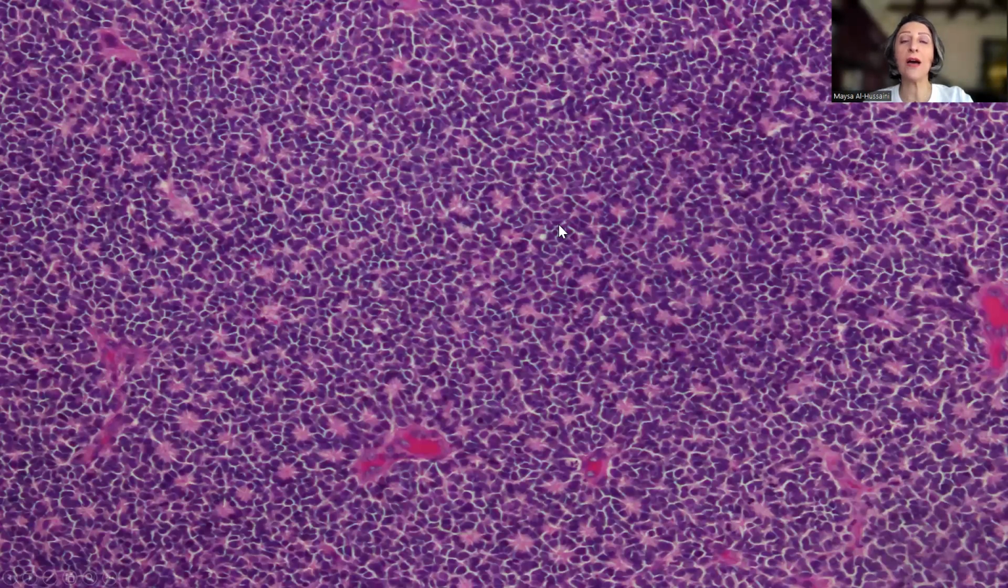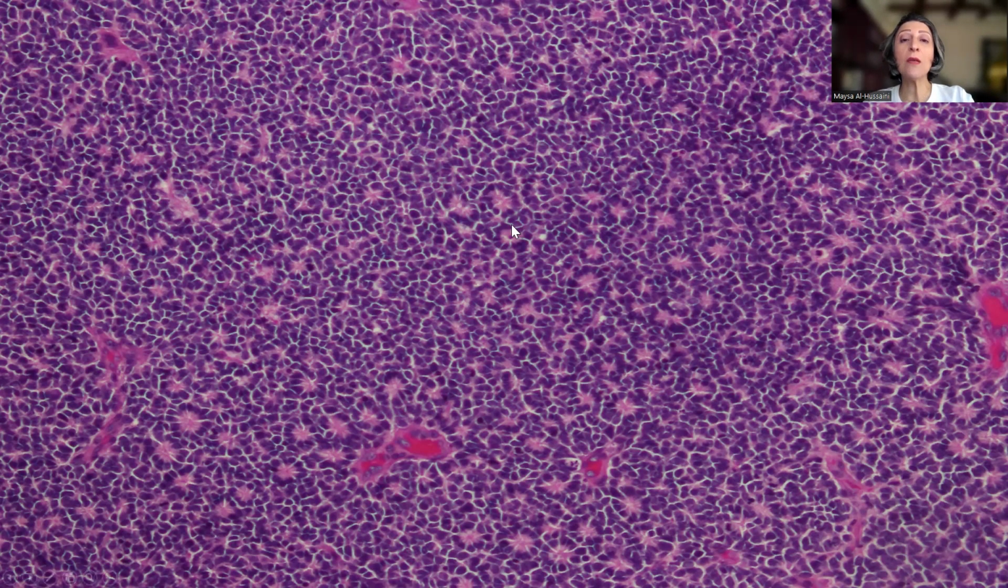Now we have to go on high power magnification. And the first thing that we have to report or comment on is the degree of differentiation of the tumor. And this is in relation to how much really do we see rosette formation. So remember, retinoblastoma is a small round blue cell tumor, similar to lymphoma, similar to medulloblastoma, to hepatoblastoma. If we see only solid sheets of tumor cells, this is high grade.